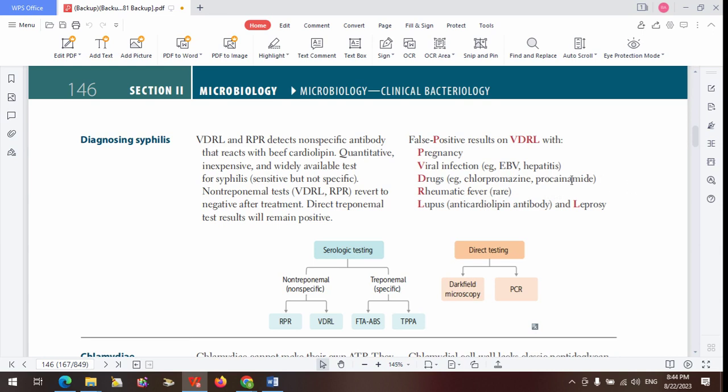So for some of us that have done cardio, what class is procainamide? Anybody? Procainamide. Class 1A. Yes. Procainamide is a class 1A. So what did they do to the action potential? Do they prolong it? Do they stabilize it? Do they shorten it? Yes, 1A, they prolong the action potential. Why? Do you know why?